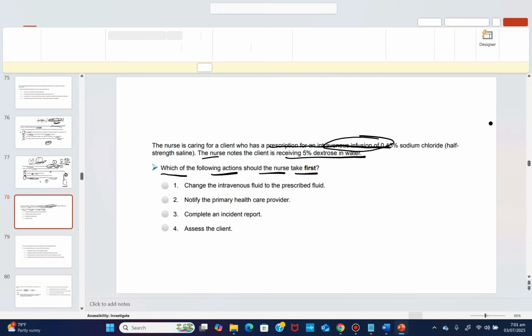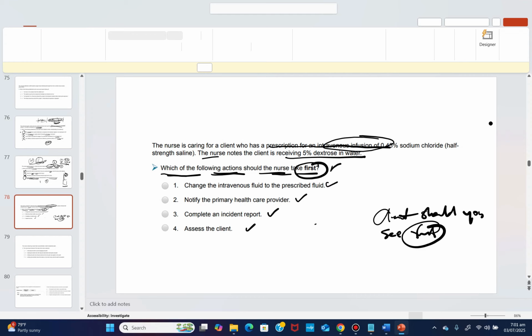So now, when I saw the examiner saying, which of the following actions should the nurse take first? I want to explain this keyword first because a lot of students get lost when the NCLEX says first. There's a difference between which client should you see first, and which of the following actions should you take first. When the NCLEX says first, don't bother to say one answer is wrong. Every answer is correct. Most students will ask, why is it that every answer is correct?